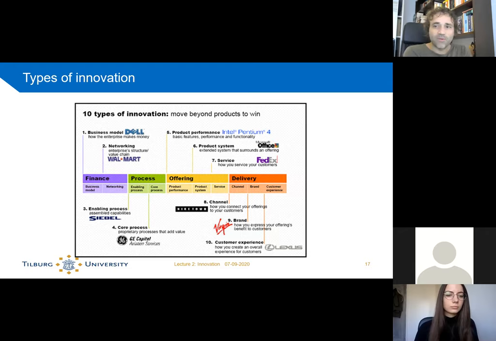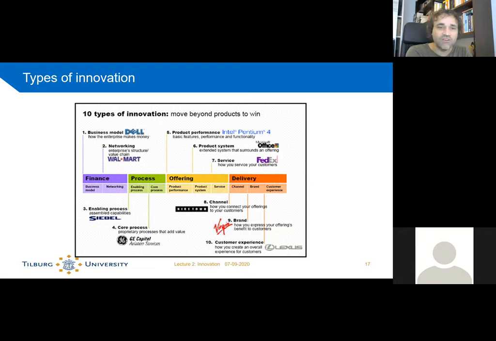You can also innovate with networking. For example, Google or Apple in their app stores partner with a lot of application developers, which is a kind of new way of making money. Every app that is sold, they have to give 30% of their sales to the App Store. So that's one type of innovation.